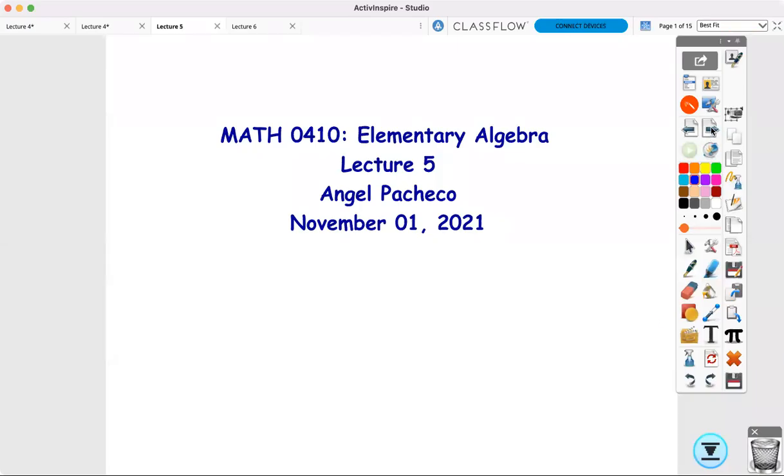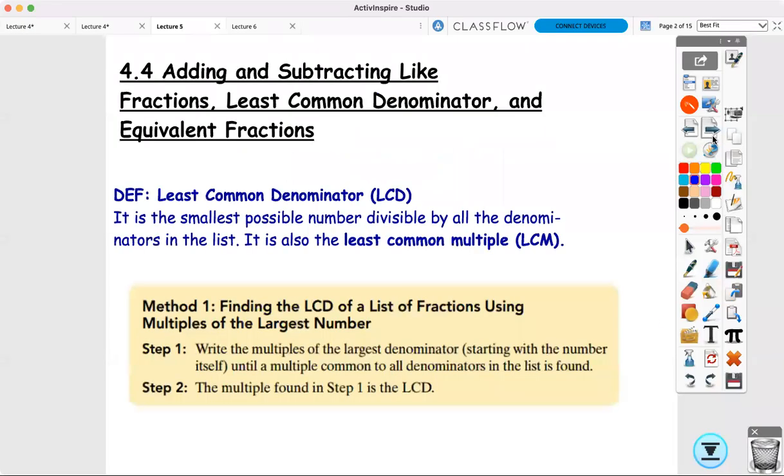So we're in lecture 5 with math 410, elementary algebra. And here is the first section we're doing today. We're doing 4.4. We're adding and subtracting like fractions, least common denominator, and equivalent fractions. So the main component we're going to mess with is LCD. So I'm going to give you guys about 4 minutes to set this up in your notebook, and then we'll get started.